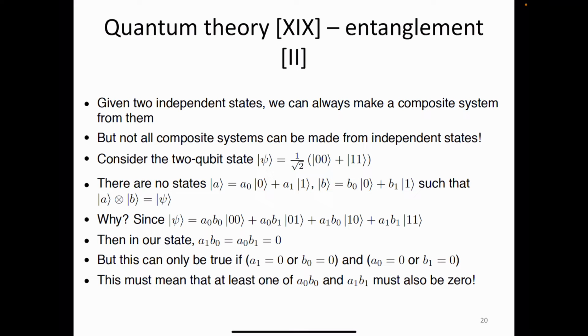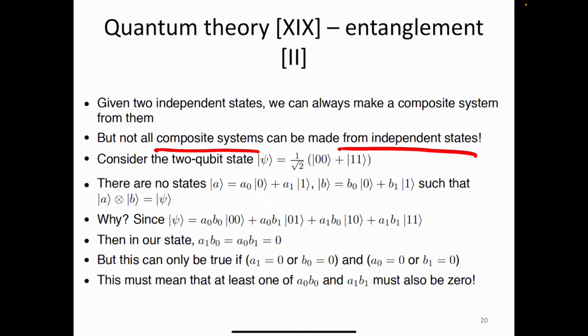This just summarizes what I just said. So not all composite systems can be made from independent systems. So if a composite system is not separable anymore, you can't treat it as single qubit states anymore. So look at that state that we have here, a 2 qubit state, 1 over the square root of 2 for 0, 0, and also 0, 1.